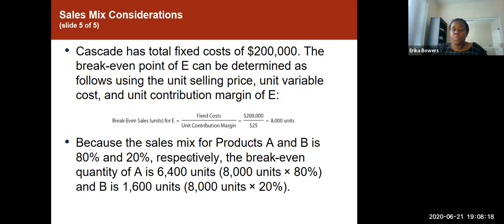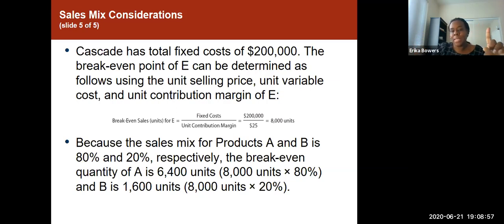We can take that information to calculate how many units or how many dollars we need to sell to break even. So what we do is take our fixed cost and we divide it by our unit contribution for E. And so we calculated that it's $25. So that means in order to break even, this company must sell 8,000 units, but that's 8,000 units of E. Well, what we do is we take the sales mix that we calculated and we multiply it times 8,000.